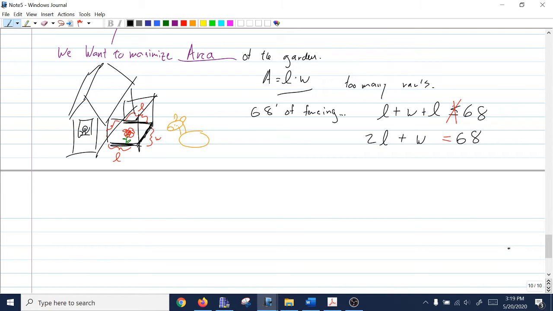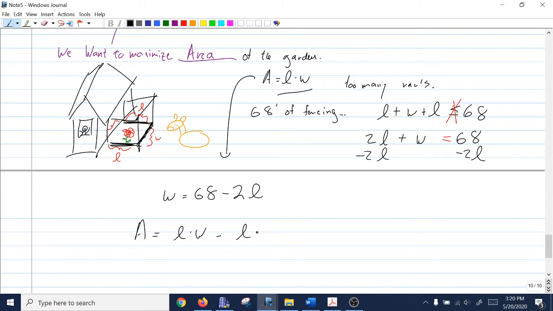I have a constraint, 2L plus W equals 68. I can take that and solve it for either variable. It's easier to solve for W, so let's do that. W equals 68 minus 2L. And now if I plug that into my area function, length times width becomes length times 68 minus 2L. Now I have a real function of one variable. If I distribute that in, 68L minus 2L squared.